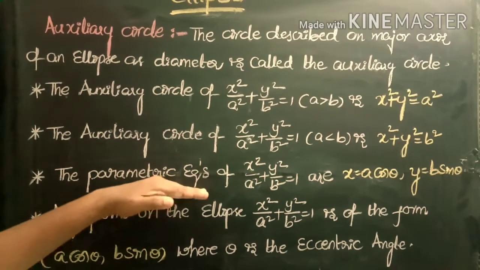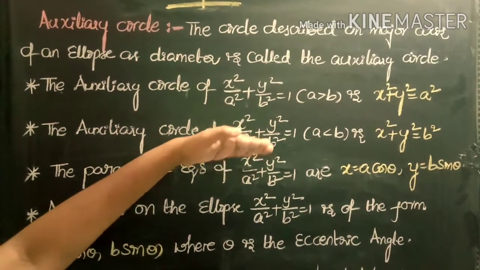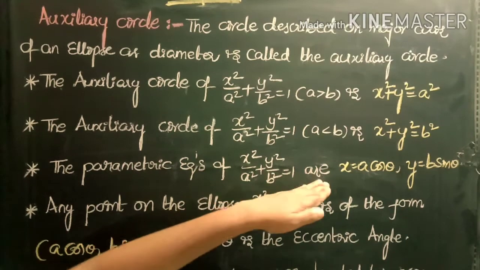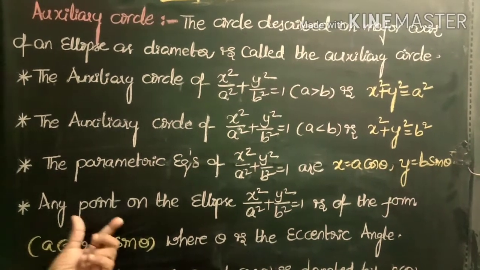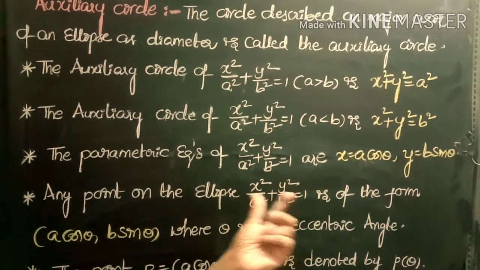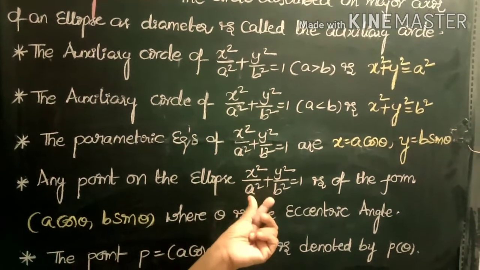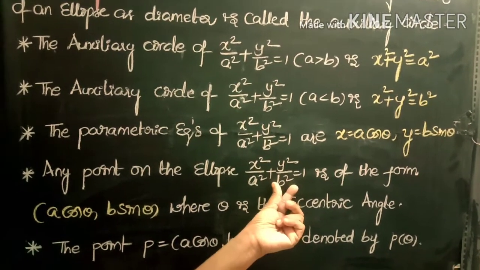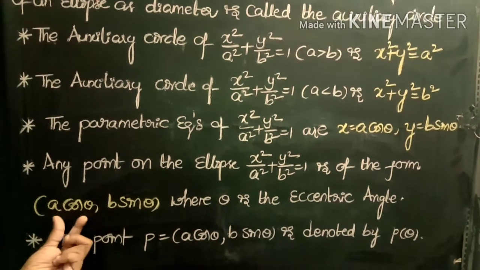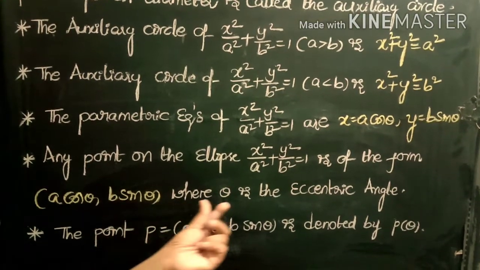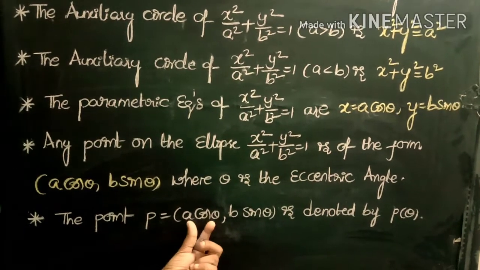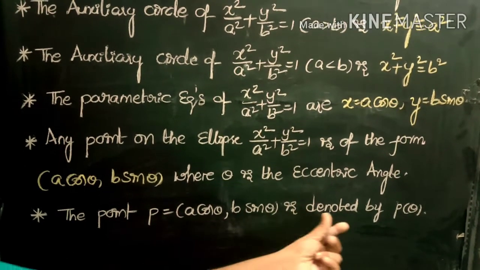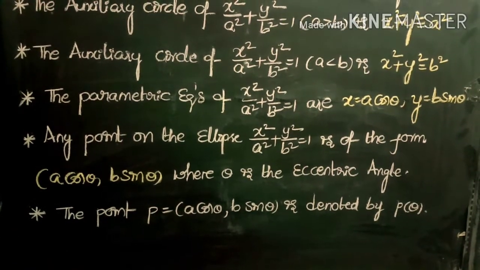And the parametric equations of the ellipse x square by a square plus y square by b square is equal to 1 are x is equal to a cos theta, y is equal to b sin theta. Any point on the ellipse x square by a square plus y square by b square is equal to 1 is of the form a cos theta comma b sin theta, where theta is called the eccentric angle. And the point P is equal to a cos theta comma b sin theta is denoted by P of theta.